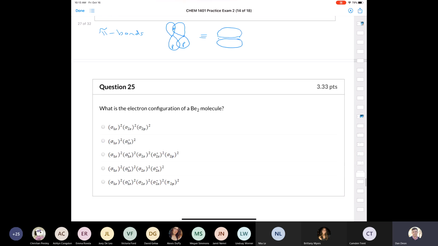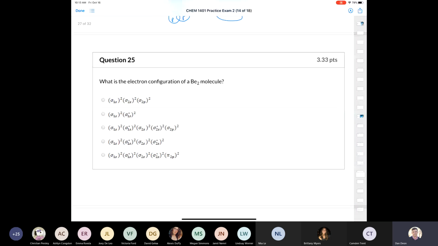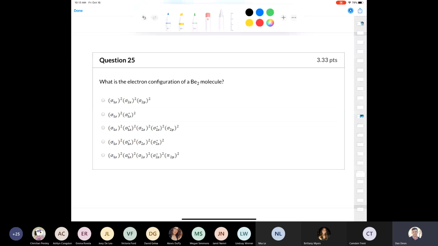Okay, let's move on to 25. What's the electron configuration of the Be2 molecule, diberyllium? We looked at electron configurations for molecules in the last part of chapter 11. Remember, I prepared a YouTube video that covers that in gross and dirty detail. And if you have to refer to the molecular orbital diagram, feel free to look at the MO diagram provided on the handout for practice exam 2.